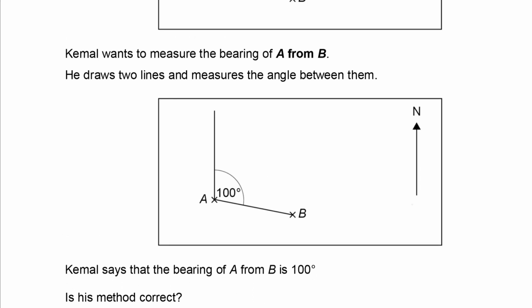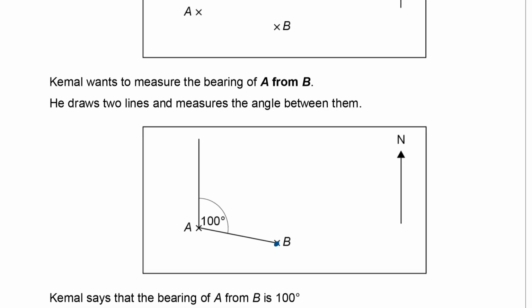Well, the bearing of this point down here, B, from this one is 100 degrees, because we always give it clockwise from north. But that is not the bearing of A from B. That's the bearing of B from A. We are leaving A and going to B in this direction, and that's not what we were asked for. We were asked for the bearing of A from B, so you need to leave B and go towards A.